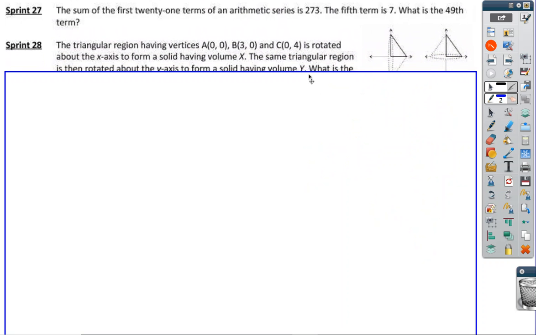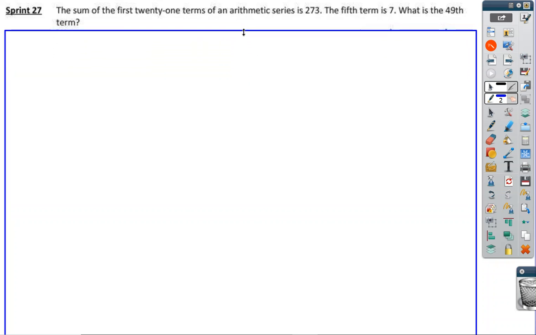Oh, arithmetic sequences. When I see arithmetic, you know what I think? I think linear. So we have an arithmetic sequence, and we're going to get to deal with some linear stuff. All right. We know that the sum of the sequence is 273, and we have a total of 21 numbers in the sequence, and the fifth number is 7. We want to find the 49th.